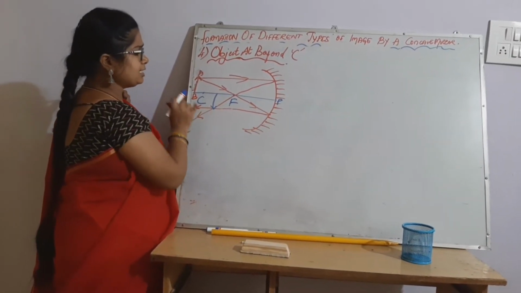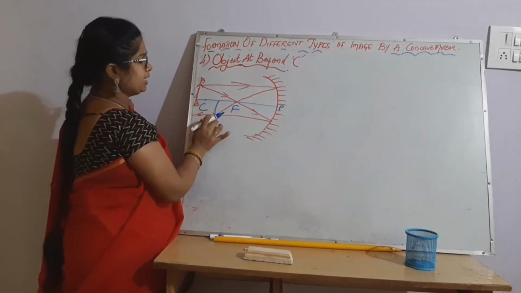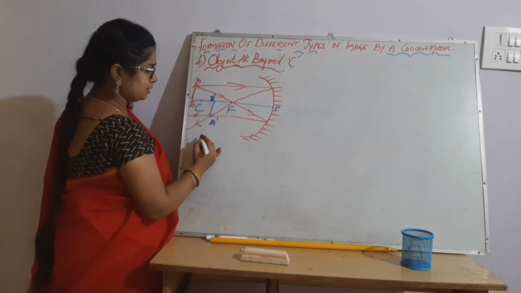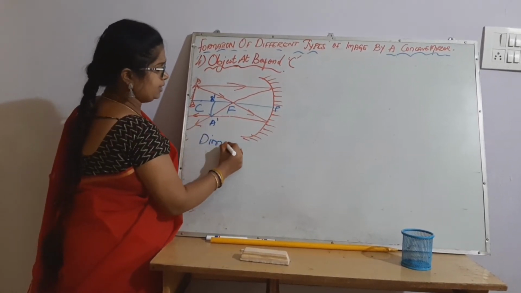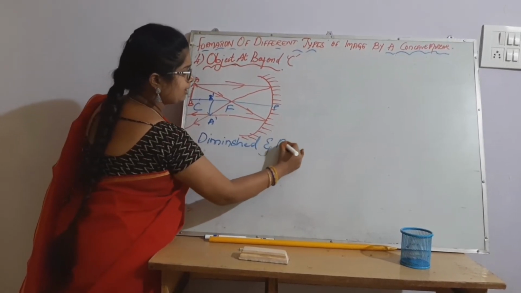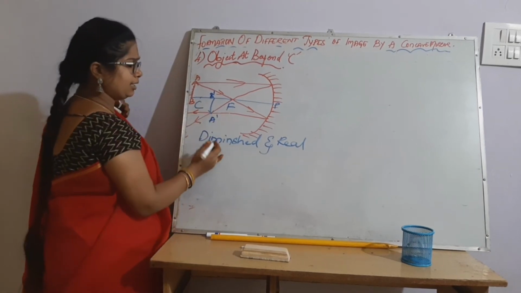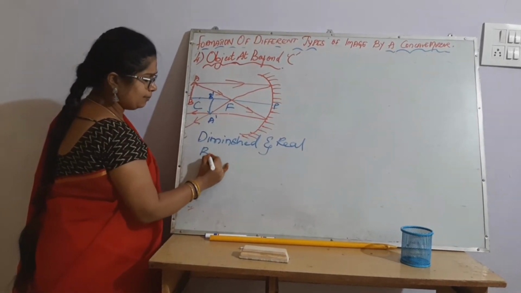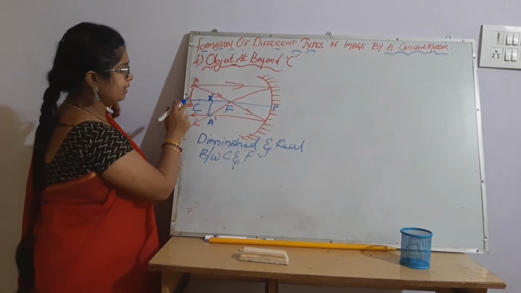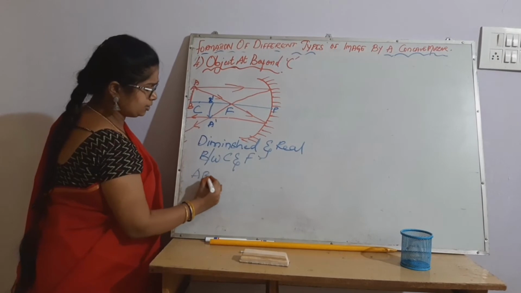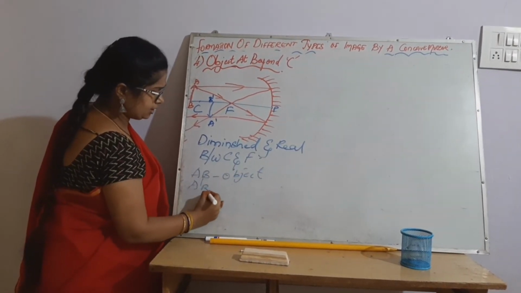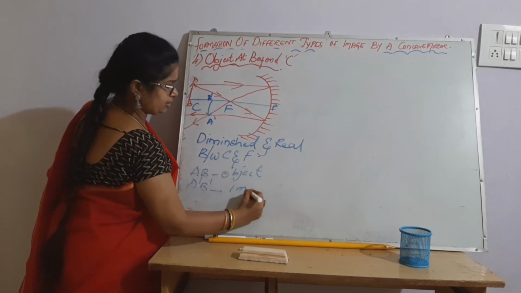Between F and C, you can see it is a diminished image compared to this. This is bigger than this, isn't it? So diminished image means it became small. Diminished is nothing but small. And it is a real image, as the rays are really meeting, where the image is formed between C and F. AB is as usual the object, and A dash B dash is the image.